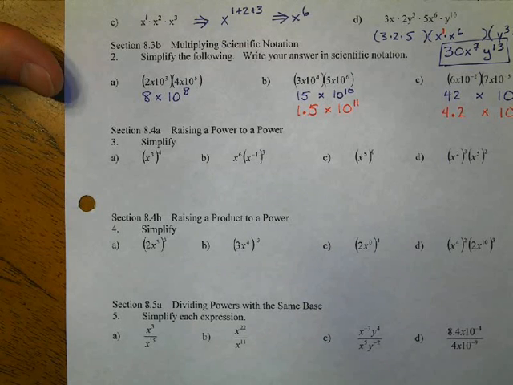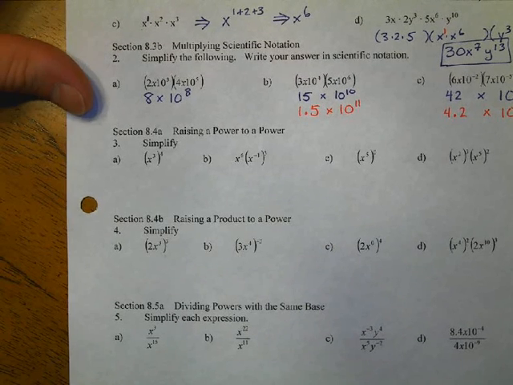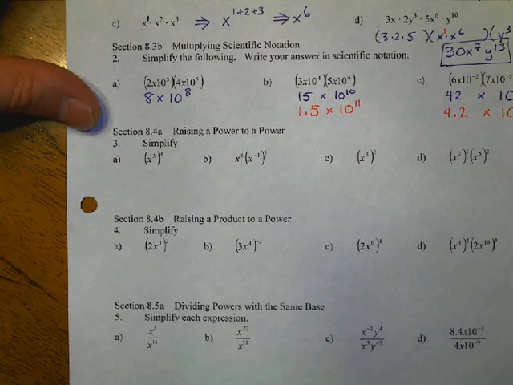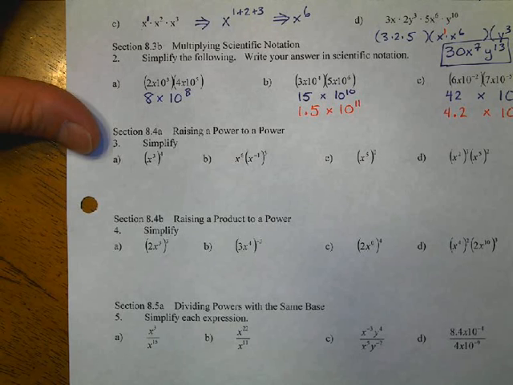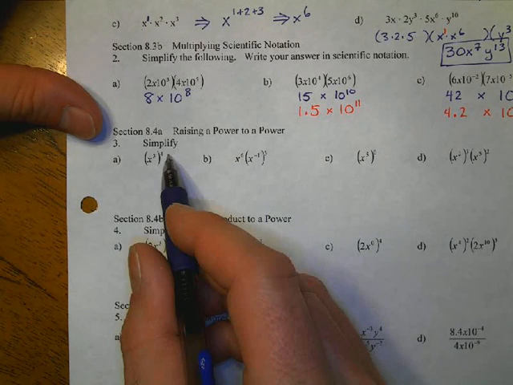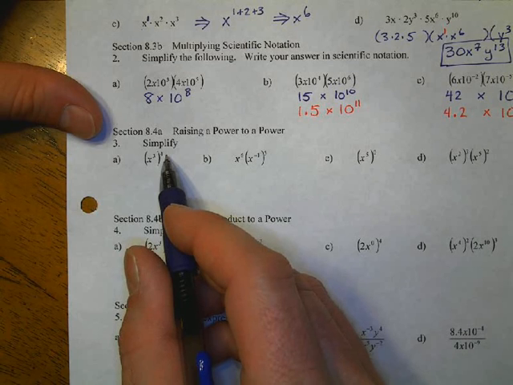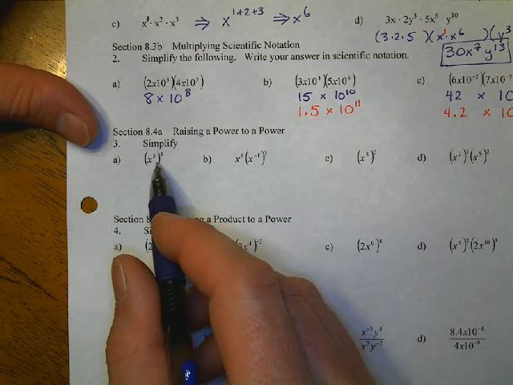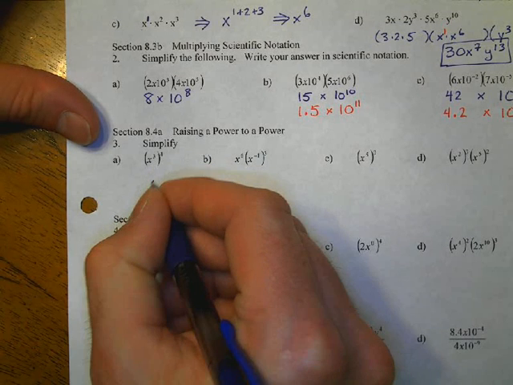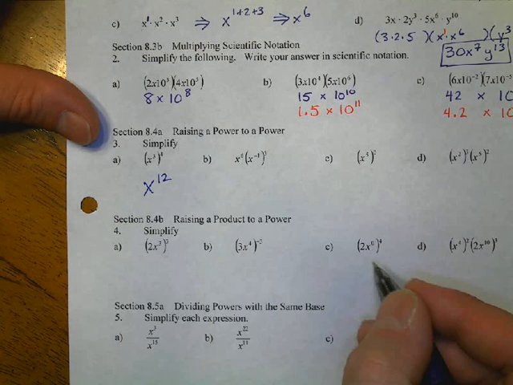This is the practice quiz, section 8.3 through 8.5, focusing just on section 4. Section 4 talks about raising a power to a power and a product to a power. Our rule is a power to a power, we multiply the exponents. So let's take a look at our problems. Here we have x cubed raised to the 4th. So we multiply 3 times 4 and get x to the 12th.